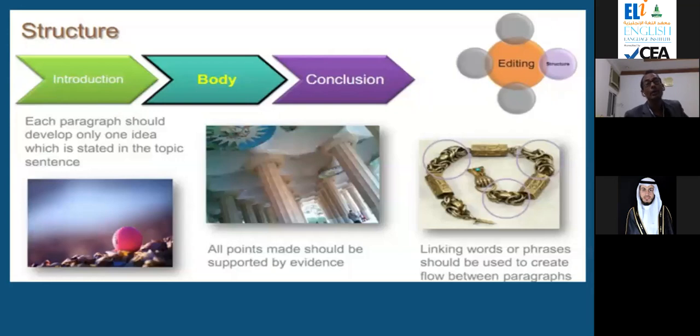For example, each paragraph should develop only one idea, which is stated in the topic sentence. Usually, each paragraph could be a standalone paragraph with its own main idea, and supporting ideas could be plenty. If it's a very long essay running into thousands of words, every paragraph should have its own topic sentence and its own supporting sentences, supporting details, supporting ideas, and all points made should be supported by evidence.